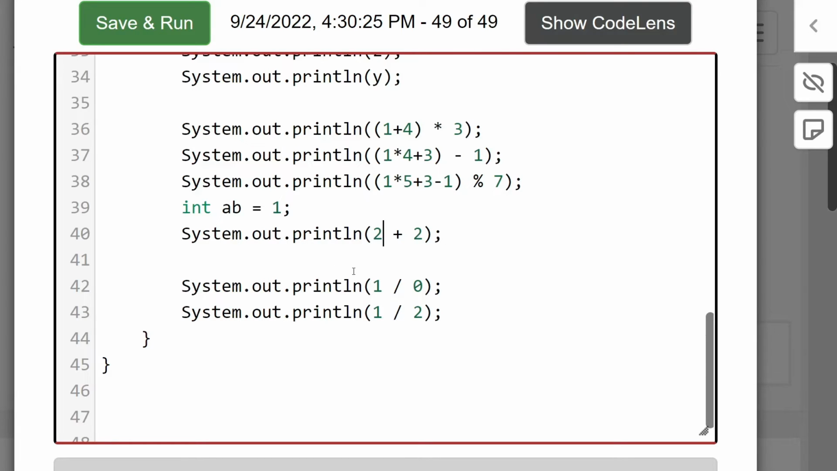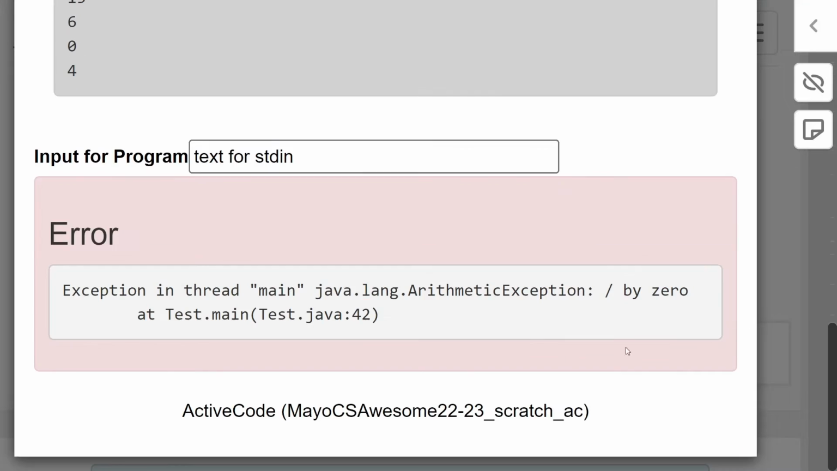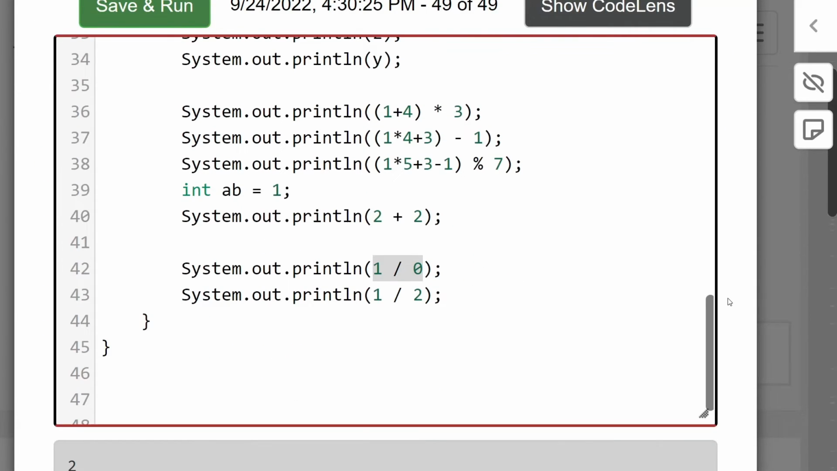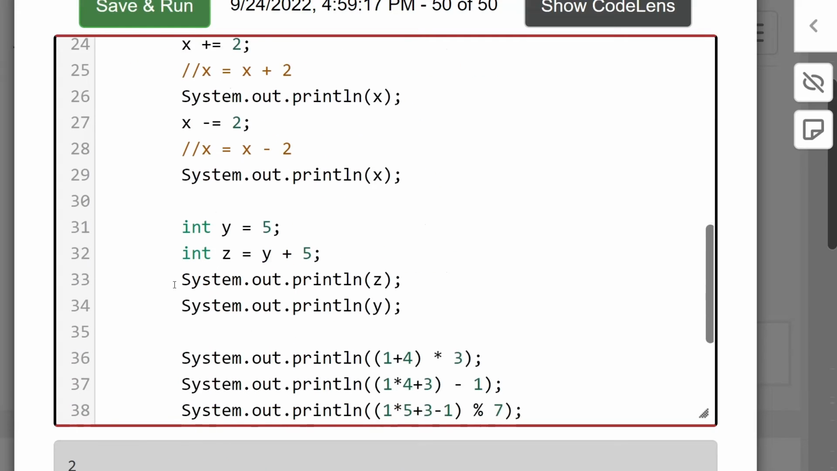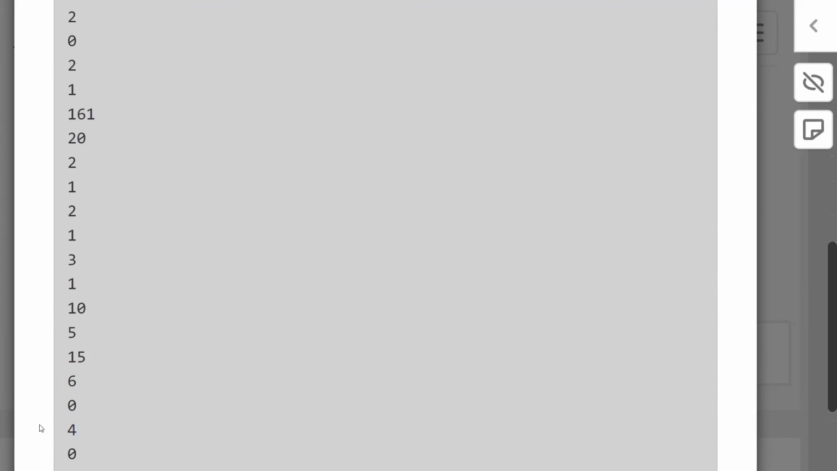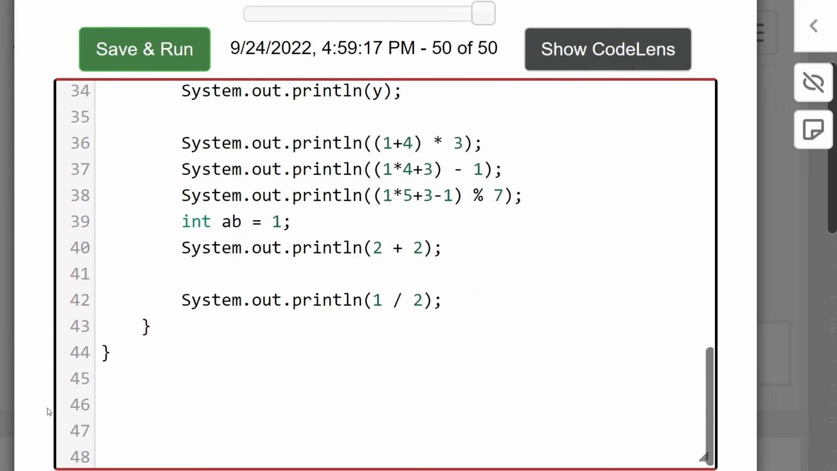Now, when you're running something like 1 divided by 0, you're going to get this error. It's called an arithmetic exception. And that's because you cannot divide by 0 in any programming language because dividing by 0 gives you an undefined number. But I do want to highlight what happens when you do 1 divided by 2. Okay? The natural answer is 0.5. But in code, the answer is just 0. And I'll explain why in the next video.